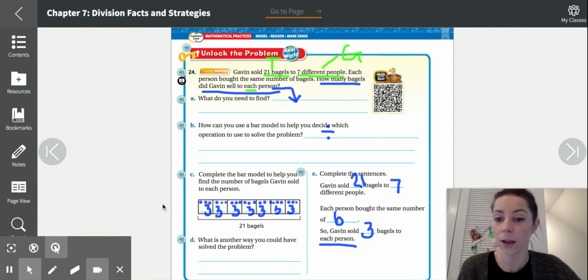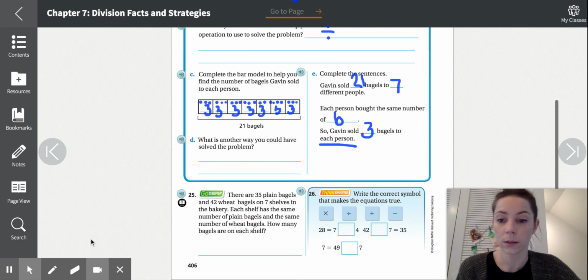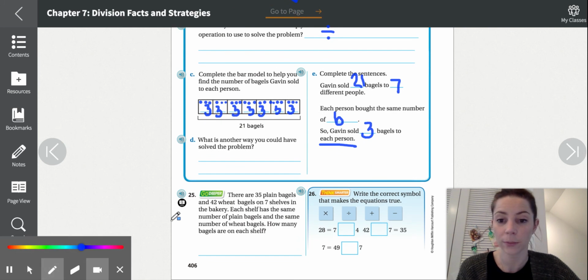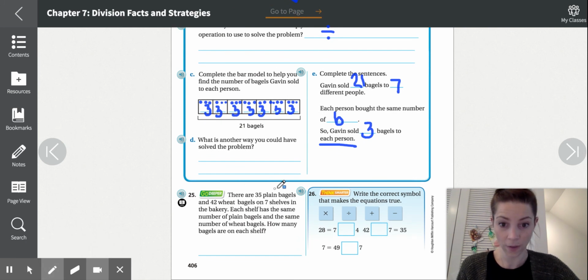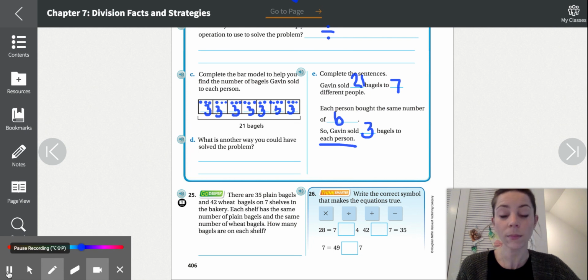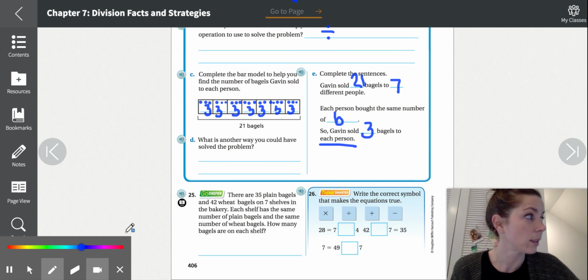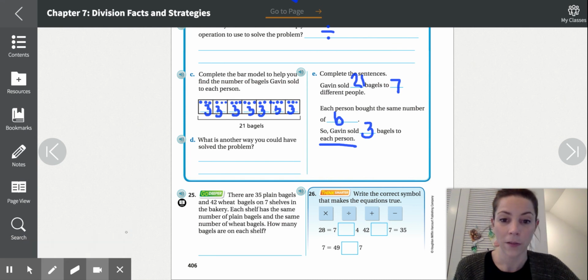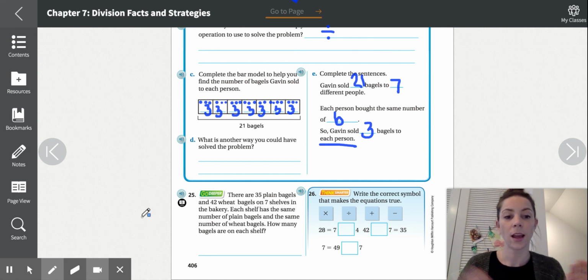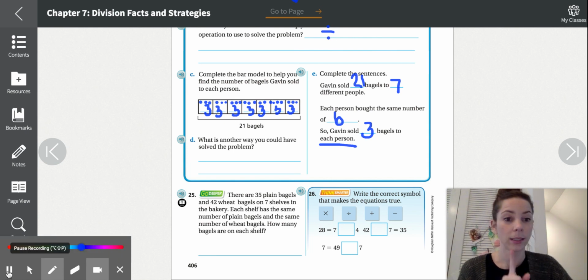Okay, let's go down below to the next ones. 25. There's 35 plain bagels and 42 wheat bagels on 7 shelves in the bakery. Each shelf has the same number of plain bagels and the same number of wheat bagels. So they're basically saying, combine all the wheat bagels and plain bagels because all the shelves have some of each one. I'm going to pause because I need to check on Joe.